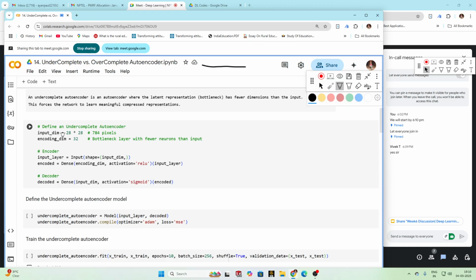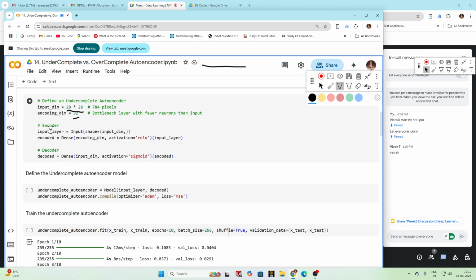So input dimension, as I have told you, each image is 28 by 28 pixels, so each image is 784 pixels. So in the input layer we will have 784 neurons. Now as we are talking about an under complete autoencoder, the number of neurons in the encoding layer will be less than the number of neurons in the input layer. So the number of neurons in the encoding layer I am using here is 32.